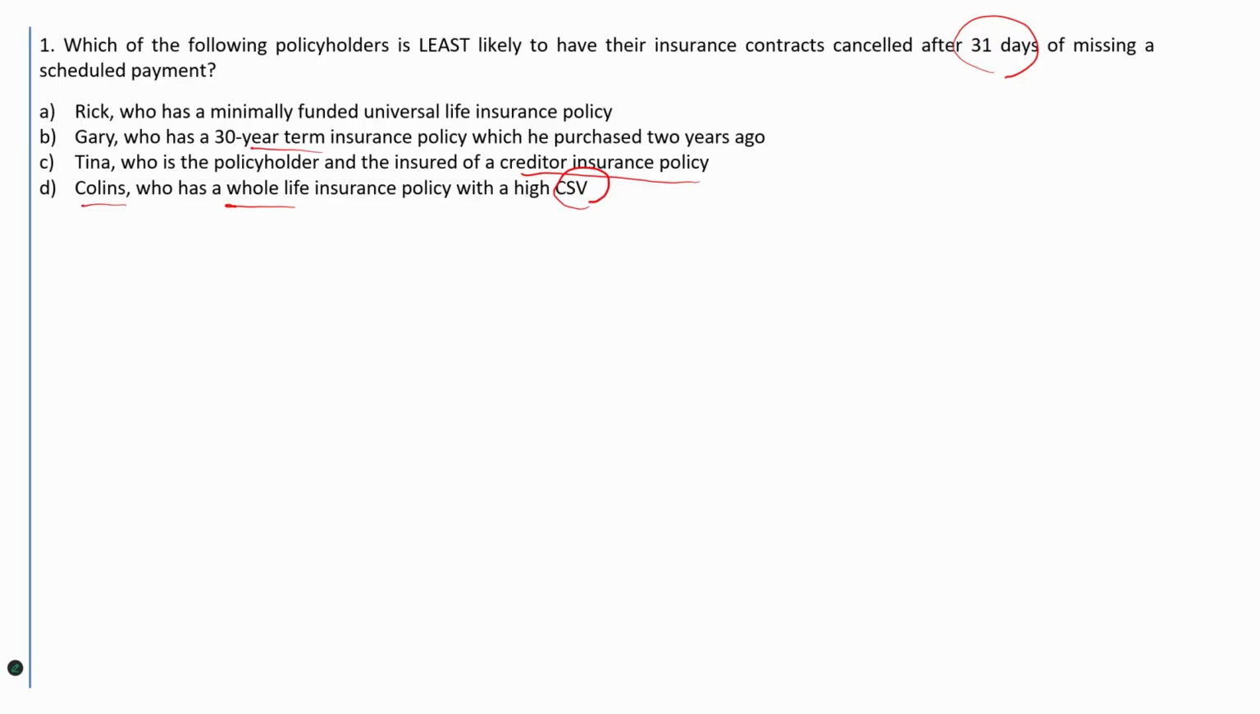So in this case, because it is a high cash surrender value, that means there's a lot of funds inside the whole life policy. And obviously, after 31 days, the insurance company can take a part of that cash value to pay the premiums. So the correct answer over here is D.